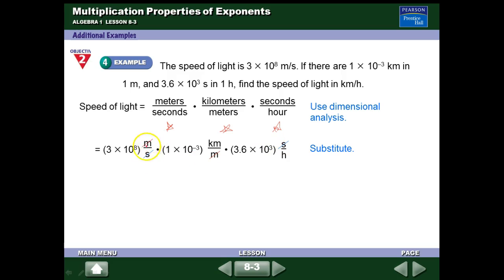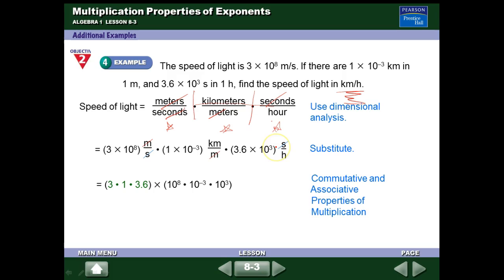What happens to my units? Well, this is just like that railroad we created. So here would have been my railroad. Meters cancels. Seconds is going to cancel, so I'm left with what I want. Find the speed of light in kilometers per hour. So I'm going to have the right unit. Now I just need to simplify.